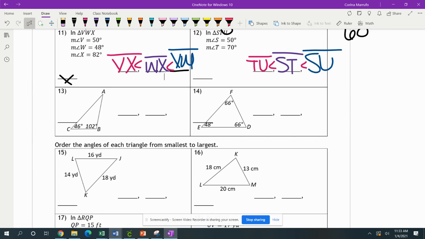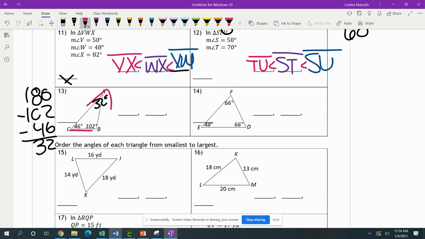All right. So then the next one, they do the same thing again. They don't put all the angles, so we're just going to have to write it 180 minus 102 minus 46. Let me go ahead and punch that in real quick. 180 minus 102 minus 46. That gives us 32. So we have 32 as the smallest angle. So the side across 32 is CD.